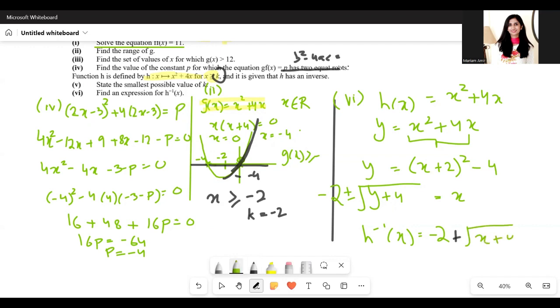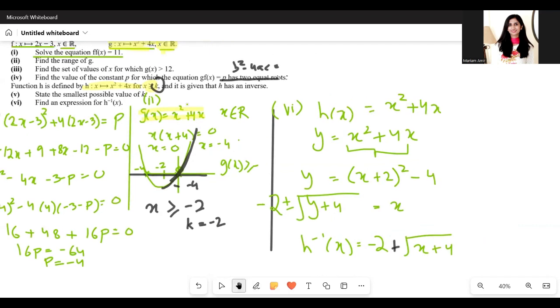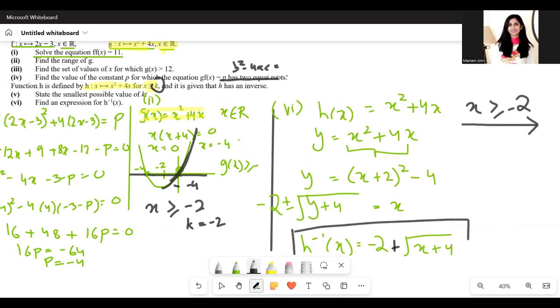Why did we take this positive sign only? Because the domain of h is greater than or equal to k, and what was k? Minus 2. So this is an increasing domain. So our range of h inverse of x needs to be increasing as well. As x increases, the range should also increase. So that's why we only choose the positive sign and not the negative sign.